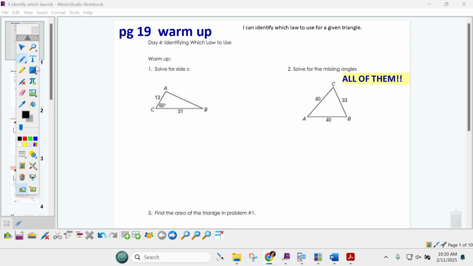All right, so in number one, it just says solve for side C, which is the side opposite angle C. And since we have no angle side pair, which I can't find because I only have one angle, this must be law of cosines. So we've got C squared equals, whoops, it's 13.